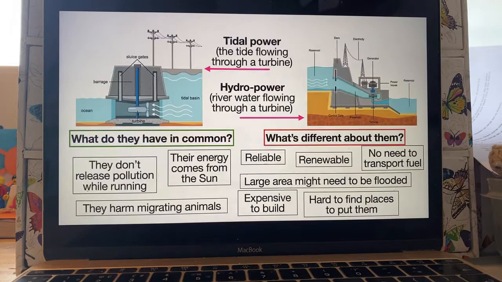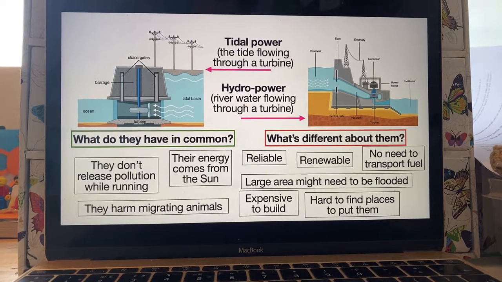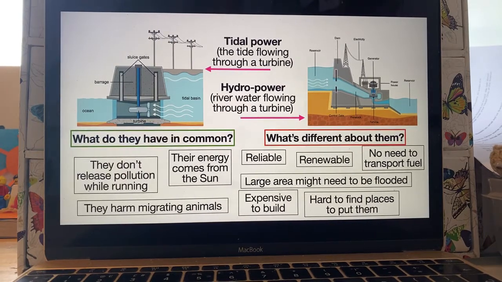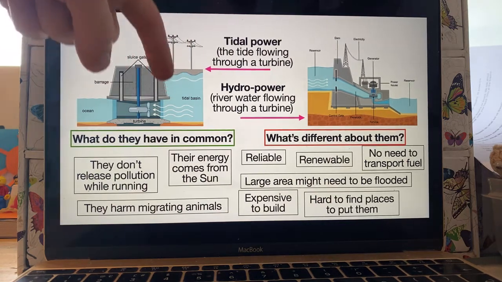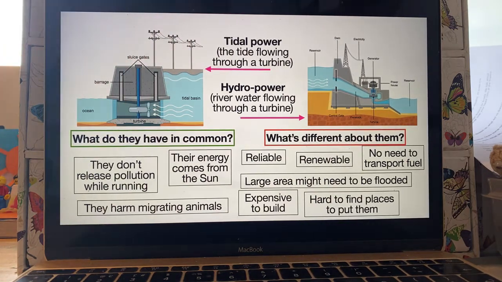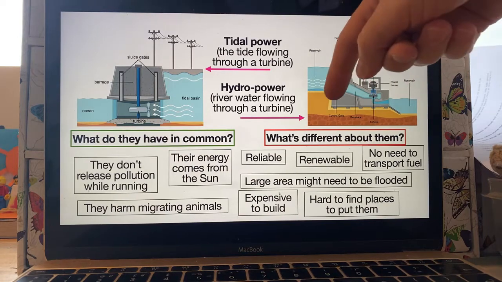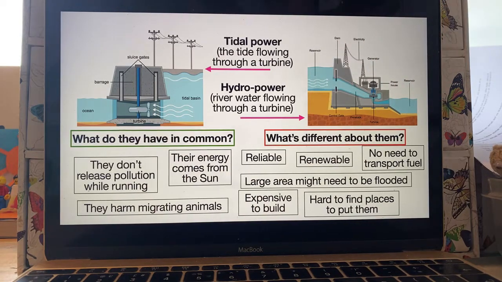All right then, have a go at this massive sheet for me here. So we'll skip waves, like I say, because it's not as common, the technology. But here's tidal power, the tide flowing through a turbine. Here's hydropower, river water flowing through a turbine. Can you tell me, please, what do they have in common and what is different about them? They don't release pollution while running. Is that the case with tidal power or hydropower or both?